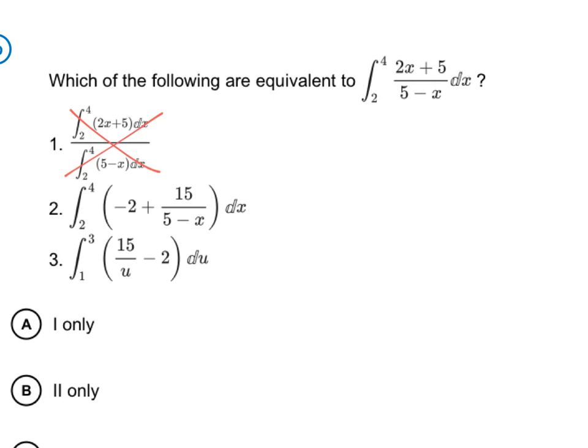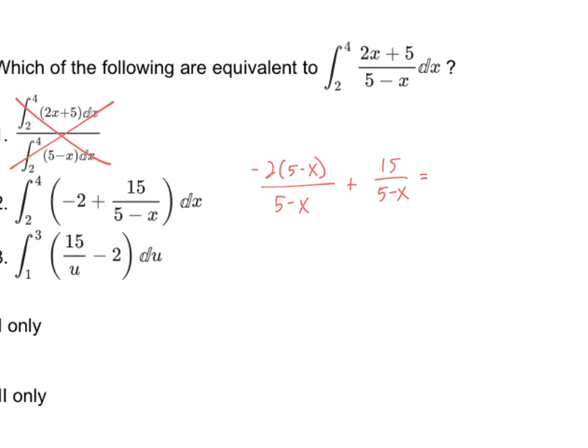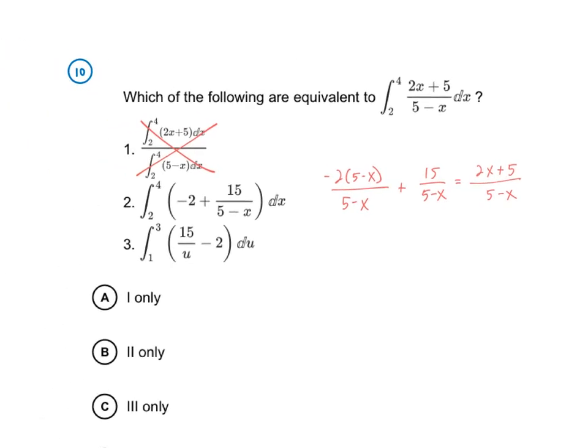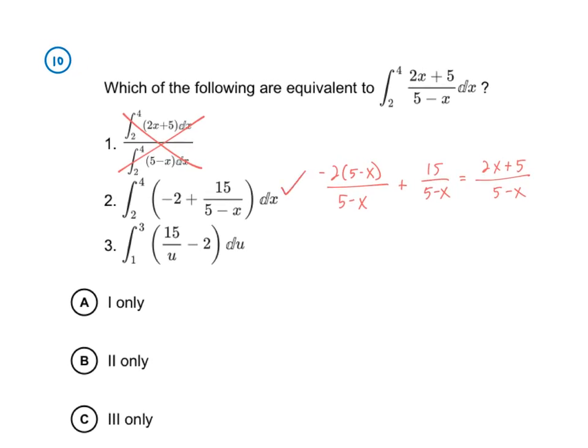Okay, so really that just means timesing this by 5 minus x. Because you'll do like negative 2 times 5 minus x over 5 minus x, you know, just to get a common denominator. And then this will be 2x plus 5 on the top. And then we get that. Okay, so those are the same. So this one checks out.